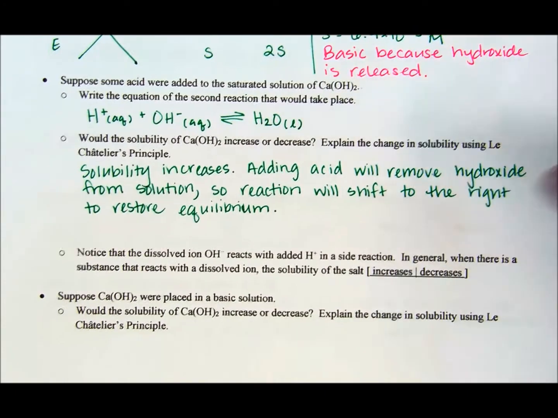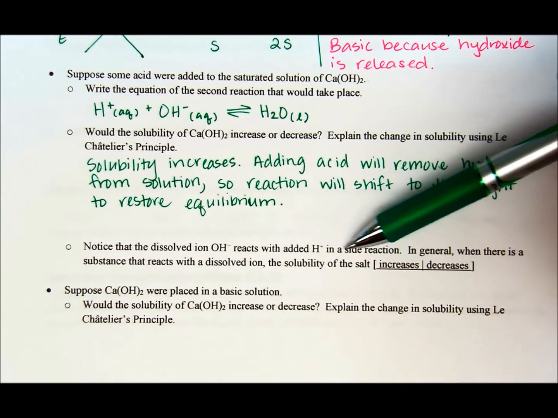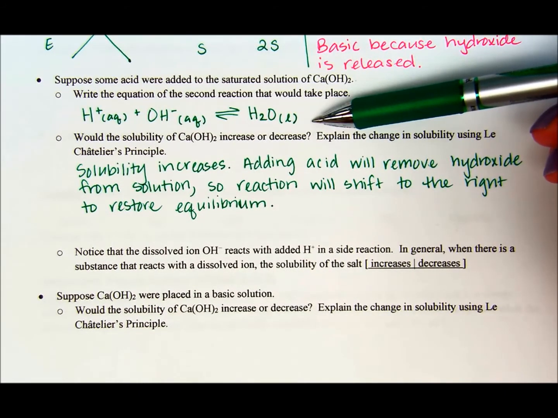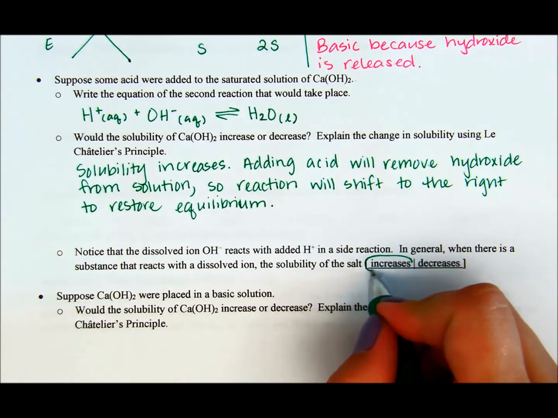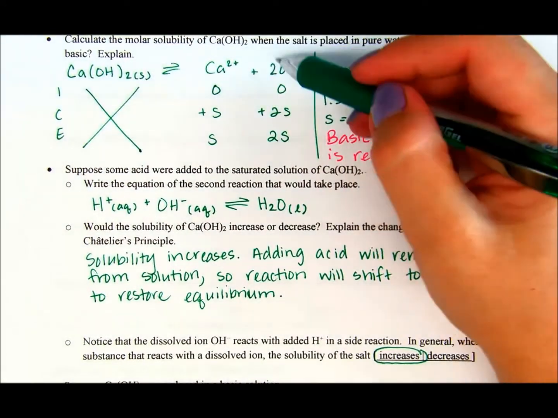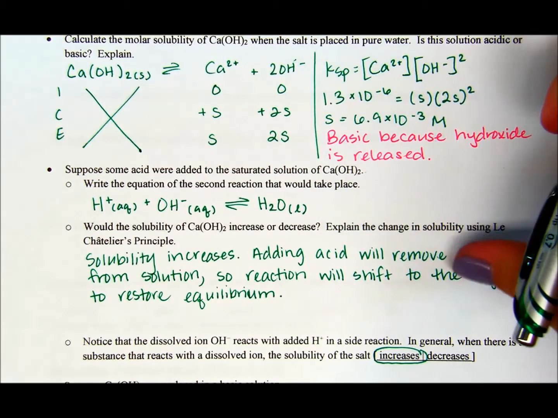Okay guys, next. So notice that the dissolved ion hydroxide reacts with added hydrogen ions in a side reaction. That was that reaction here. In general, when there is a substance that reacts with a dissolved ion, the solubility of the salt will, just like we saw here, increase. And that's because if something's reacting with your side ions here, you're going to form more of those ions by breaking up your salt and thus increasing your solubility.